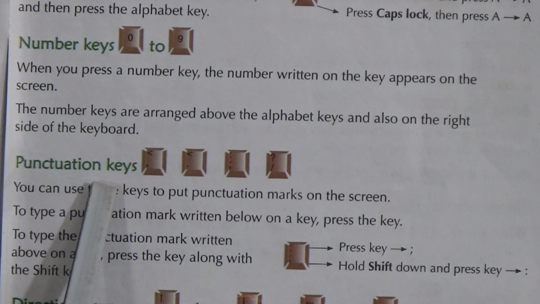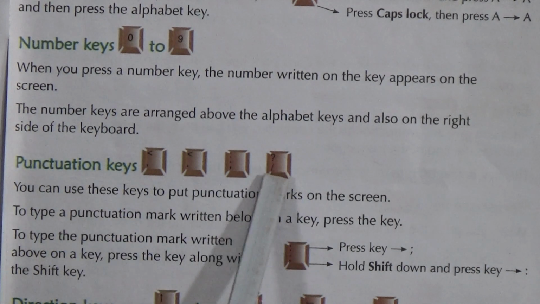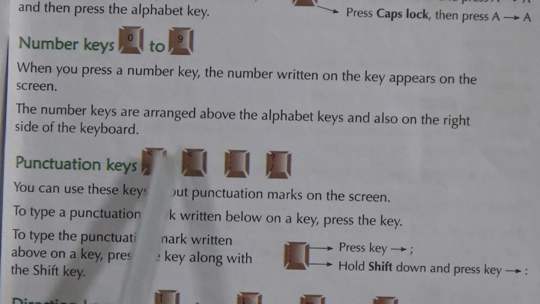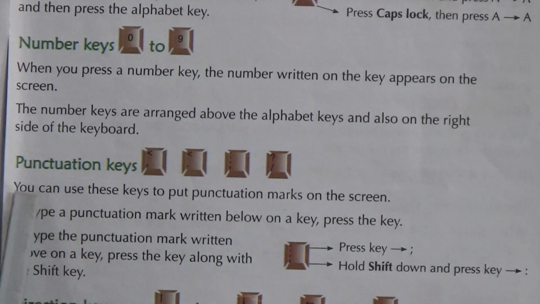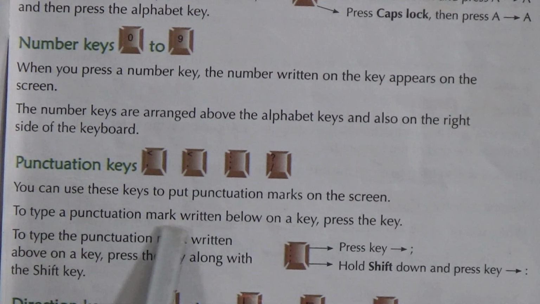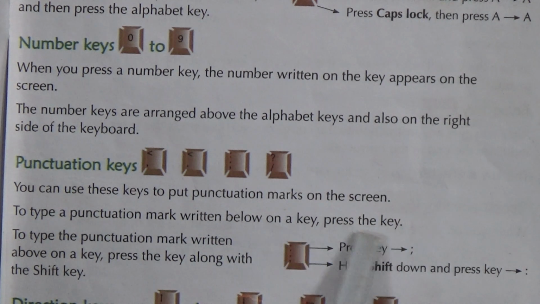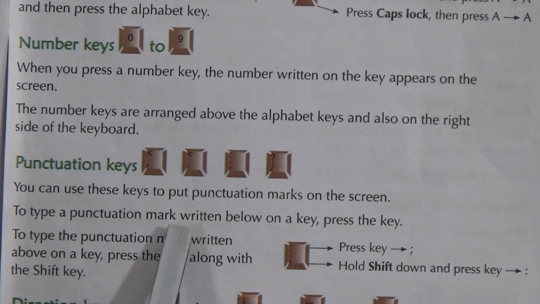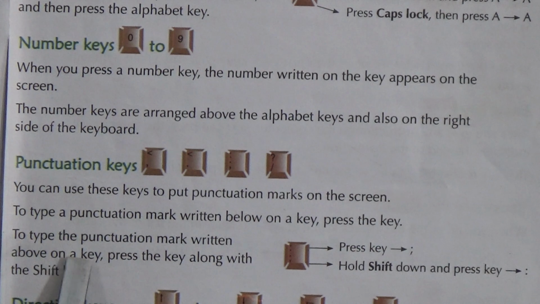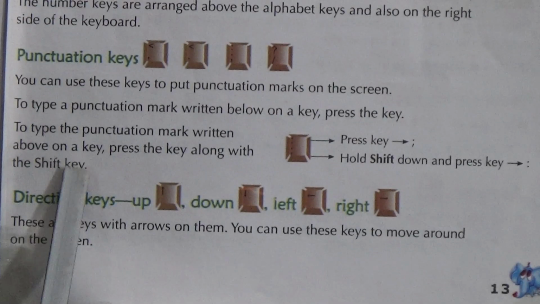Next is punctuation keys. Look at the punctuation keys here. You have two punctuation marks on each key, one above and one below. You can use these keys to put punctuation marks on the screen. To type a punctuation mark written below on a key, press the key. To type the punctuation mark written above on a key, press the key along with the shift key.